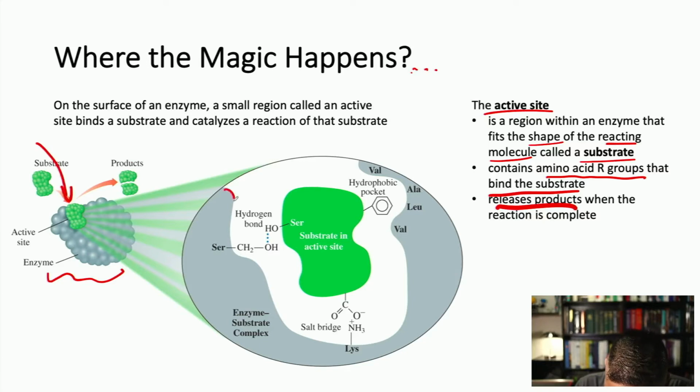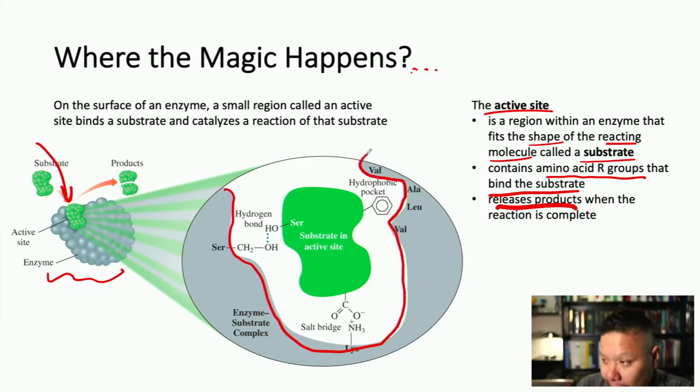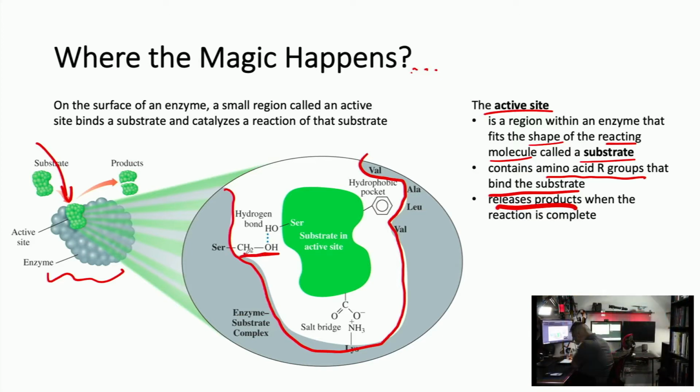Taking a close look at the active site, yes, this shape does match the shape of the substrate, or the molecule that's being acted upon, right? But like I was saying before, serine is actually very important in active sites. Here it is doing hydrogen bonding with another serine that's in the substrate.